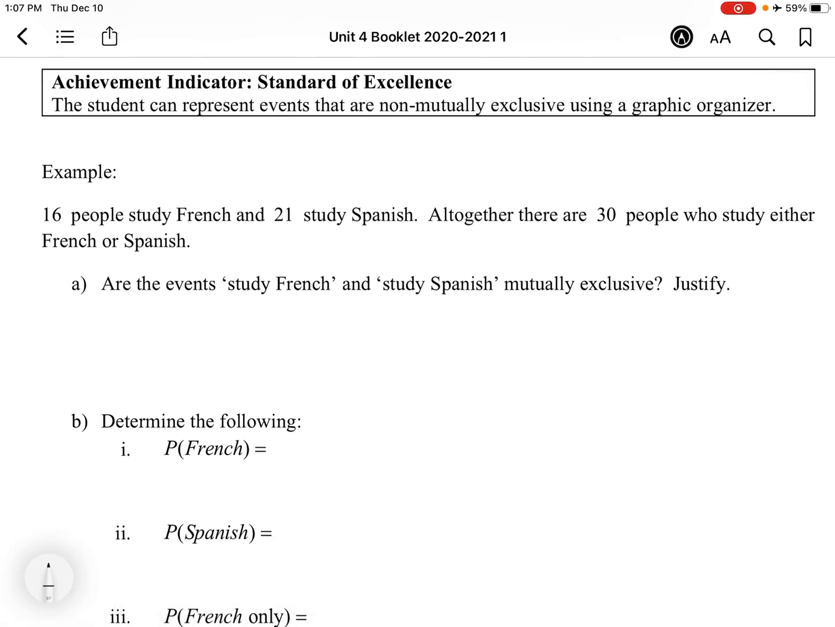which was set theory. Okay, so 16 people study French and 21 study Spanish. Altogether, there are 30 people who study either French or Spanish. A, are the events study French and study Spanish mutually exclusive? Justify. All right, so how are we going to justify? We're going to justify with a Venn diagram.